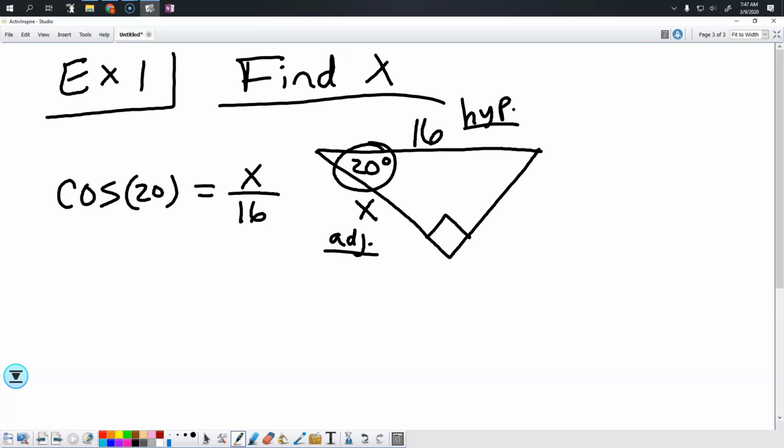So let's go ahead and calculate what cosine of 20 is. If you're not getting 0.9397, then you're probably on radians, but most calculators are defaulted to degrees. So there's that, right? So the first thing you're going to do is use your calculator to do this.